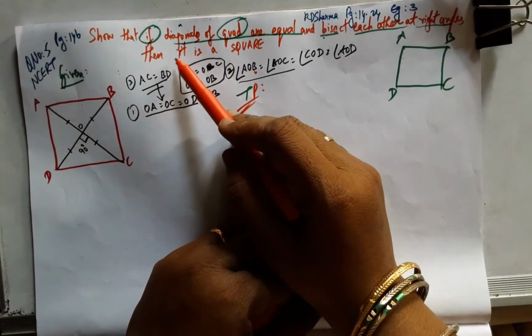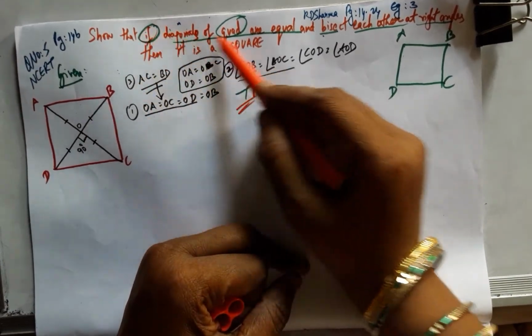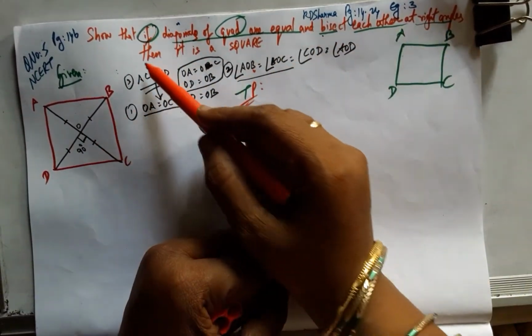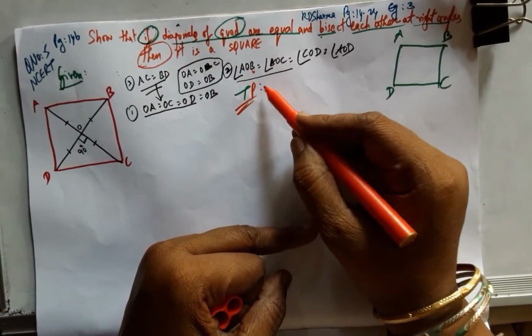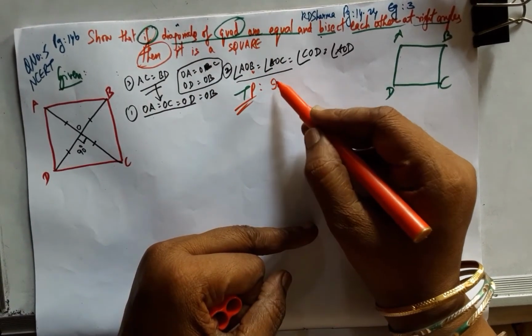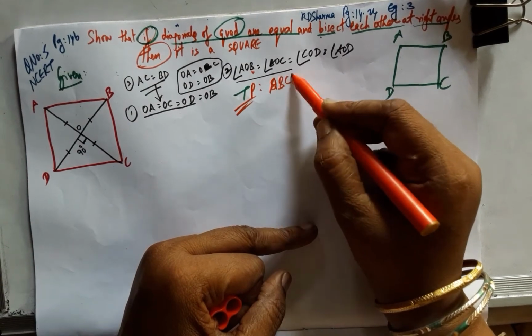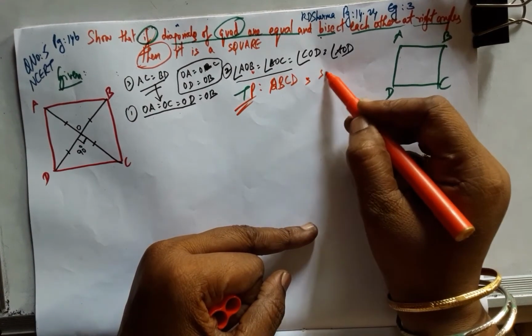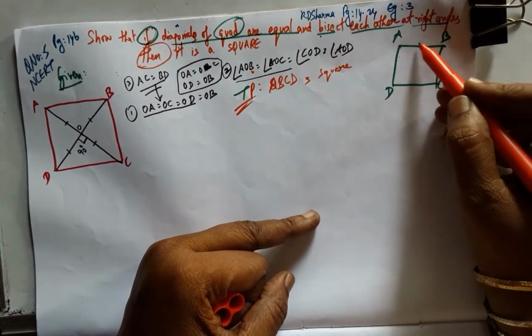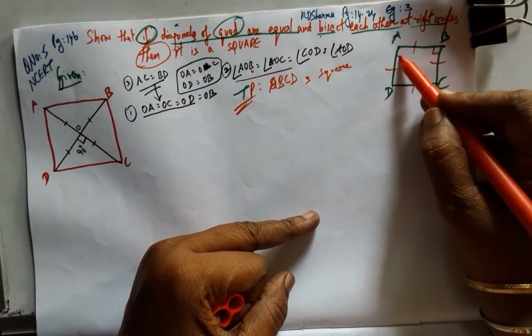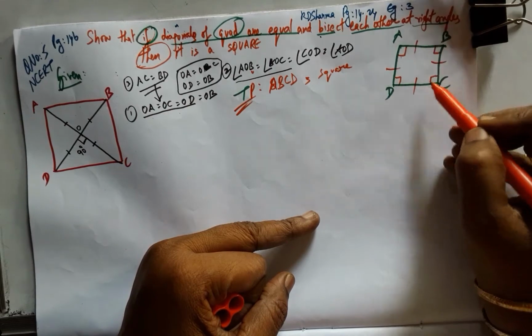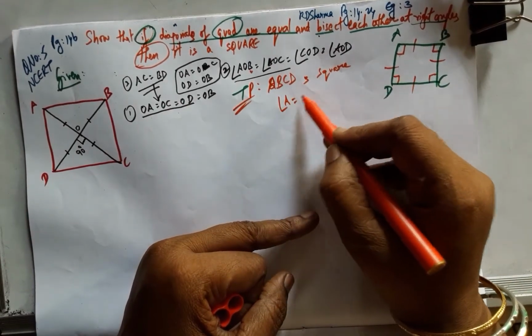And we are required to prove the if component is the given component explained just now, and the then component is to prove component, and we have to prove that ABCD is a square. That means these four sides need to be proved equal, and any one of these angles should be proved to be 90 degrees.